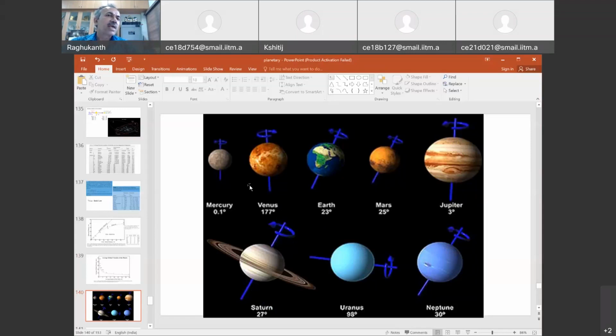But the peculiar thing is Venus. Venus is at 177 degrees, so you can see it rotates in the opposite sense. And Uranus has an inclination of almost 98 degrees, so it spins on its side. That's the spin axis we are talking about. Earth is at 23.5 or 23 degrees, and Earth and Mars are almost close to each other. So these are the spin angles.